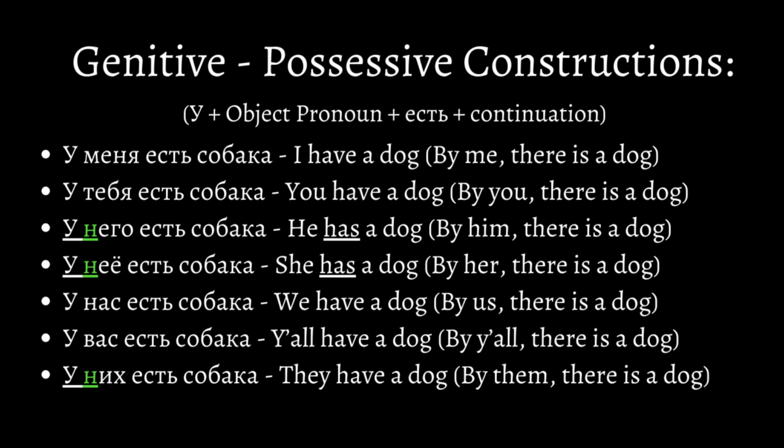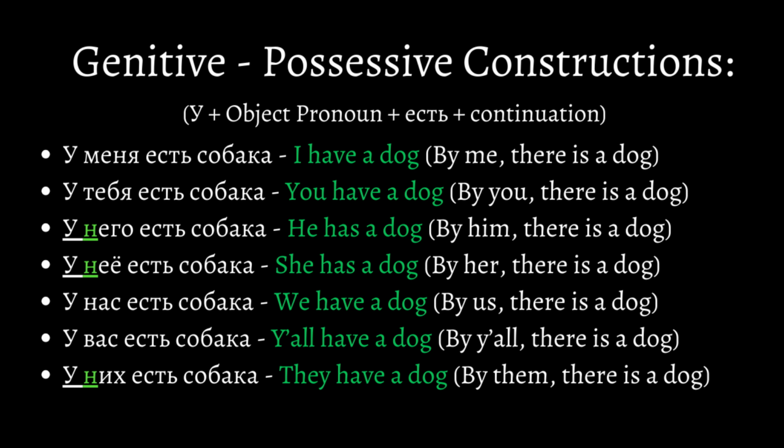Now, of course, nobody speaks like that in English, so it has to be translated in a far more conversational manner. I have a dog. У меня есть собака. By me, there is a dog. This is the first and main function of the genitive, which is very important to understand, and the same concept can be expressed with literally any noun or pronoun.